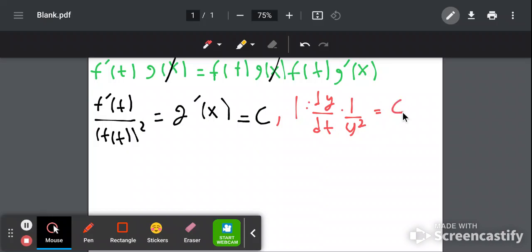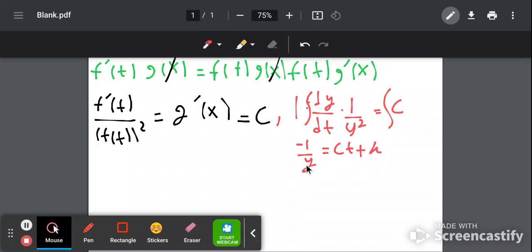So this is a kind of a simple ordinary differential equation. We can take the integral of both sides. So if we do that, we take the integral, we get negative 1 over y is equal to, and then the right hand side is in terms of t because we're multiplying by dt. So we get ct, c times t, and then we add a constant. We can call it k.